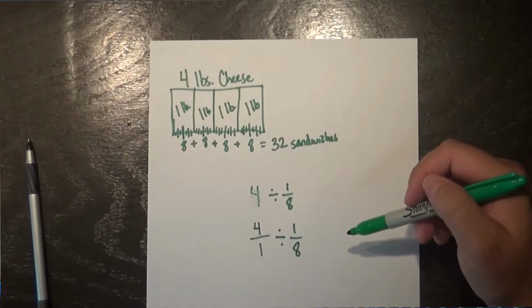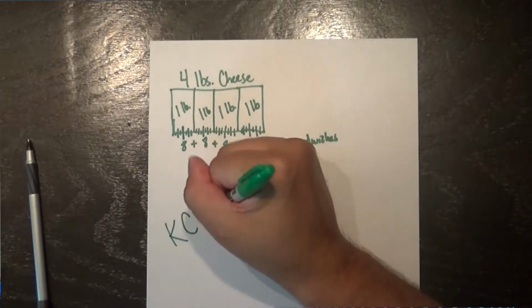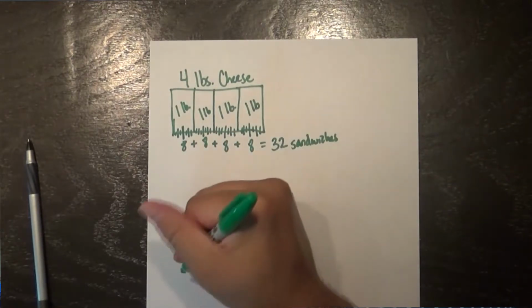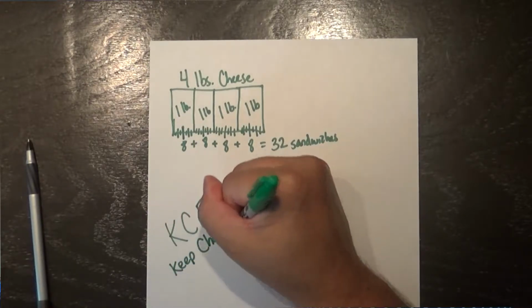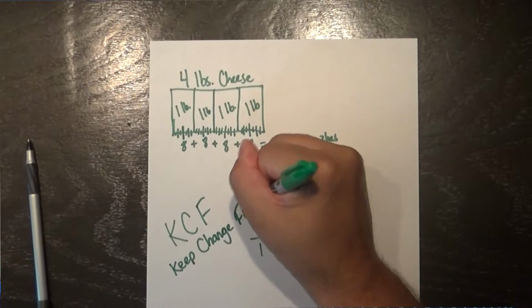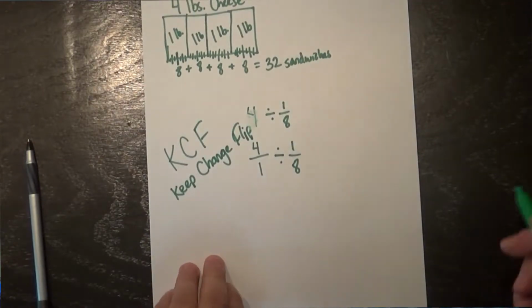Whenever that is the case, we want to use the method that I call KCF. In other words, keep, change, flip. Okay, that's something that if you are not aware of it, I want you to be. Keep, change, flip. That makes this whole thing super, super easy. So let's check it out here. Scooch my paper down a bit.